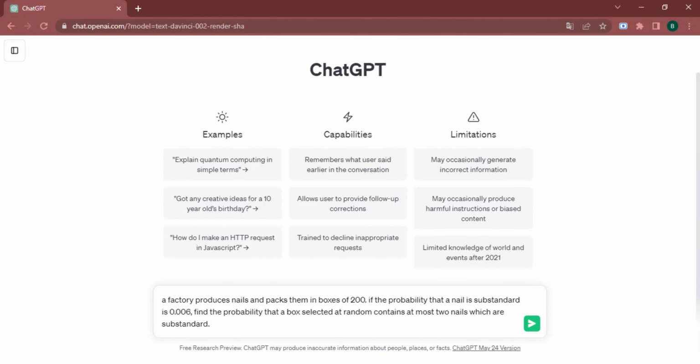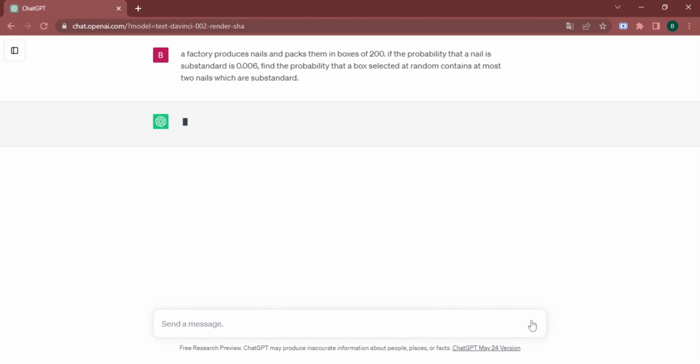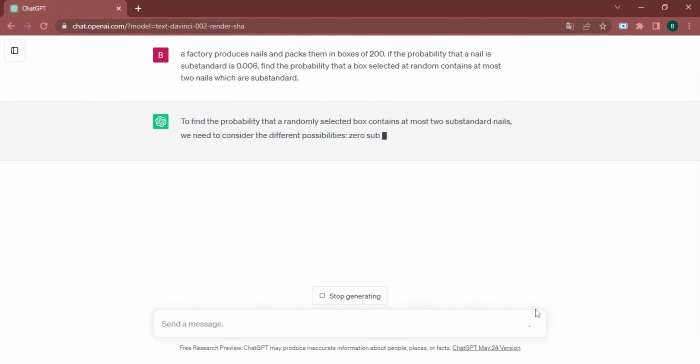I asked ChatGPT a question to see how the system would solve it. The question was: a factory produces nails and packs them in boxes of 200. If the probability that a nail is substandard is 0.006, find the probability that a box selected at random contains at most 2 nails which are substandard. So let's see how this calculation goes.